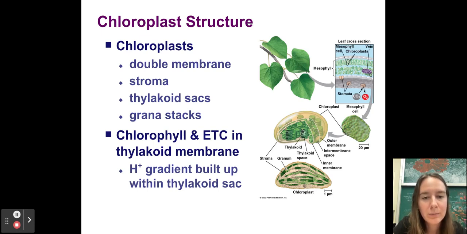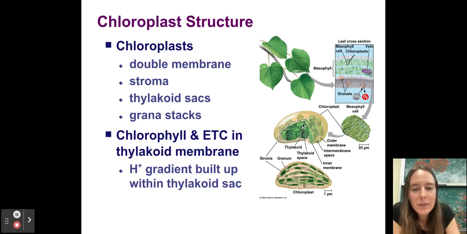Now, these thylakoids are basically a bunch of membranes. And what do we know about membranes? Every time you think about membranes, think increasing surface area. There are so many membranes here. There's so much surface here for things to happen.